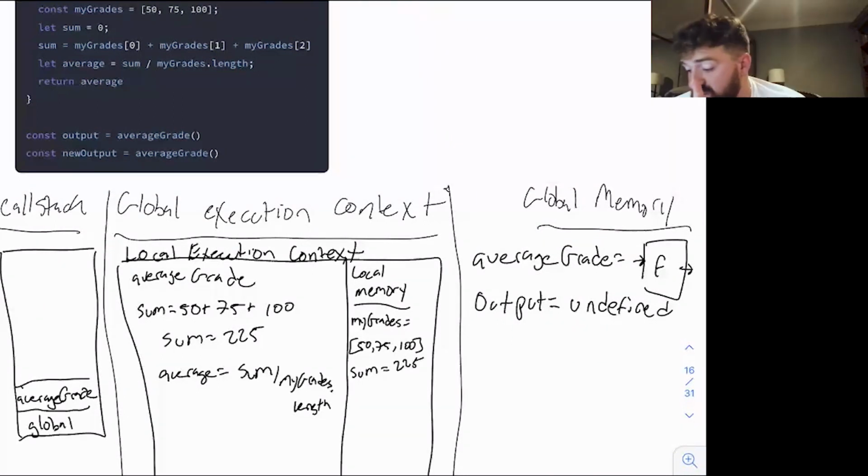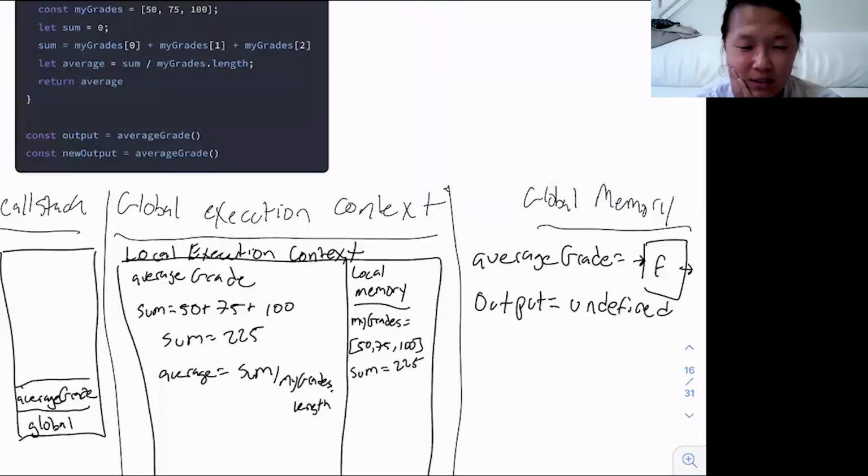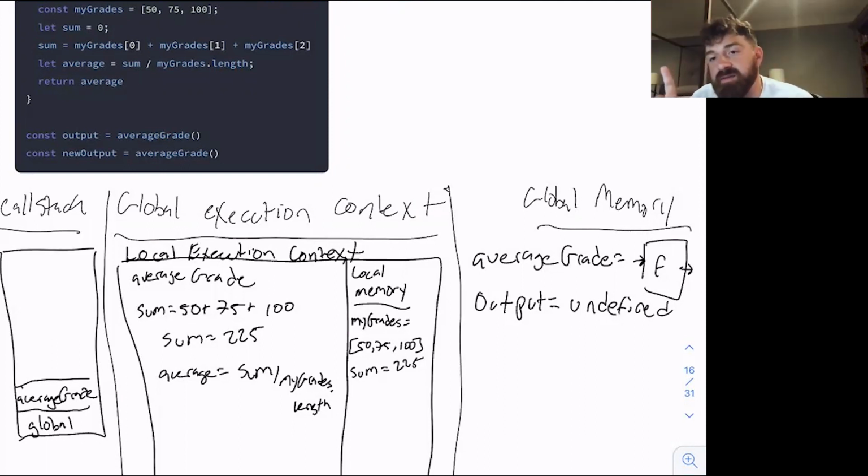No worries. Okay, so Sohi excellently said. Let me ask you this: where are we storing average? Where is that going to be saved? Local execution context, and specifically local memory. Yeah, local memory.